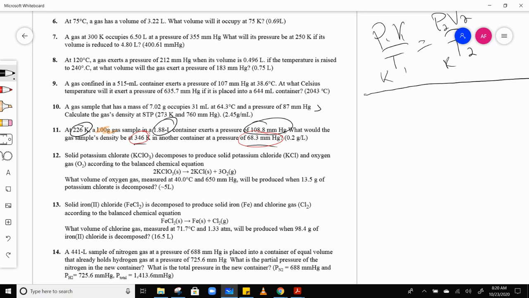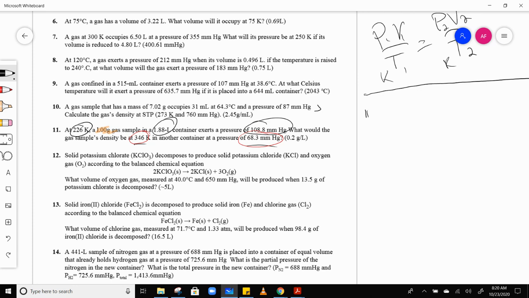So again, we can use either method. We could use the method I used yesterday. Solve for the number of moles using the initial conditions, and then solve for the volume in the second set of conditions. Or we can use P1V1 over T1 equals P2V2 over T2, which is the easier method. So let's do the easier method.